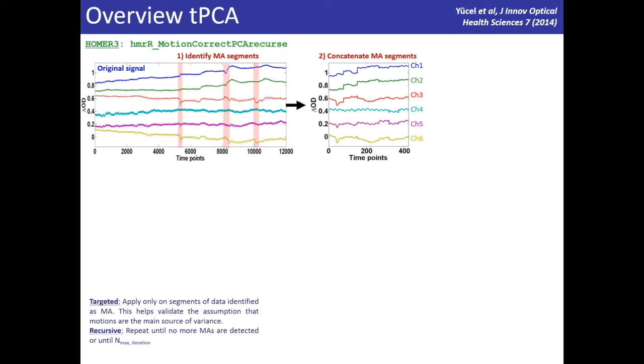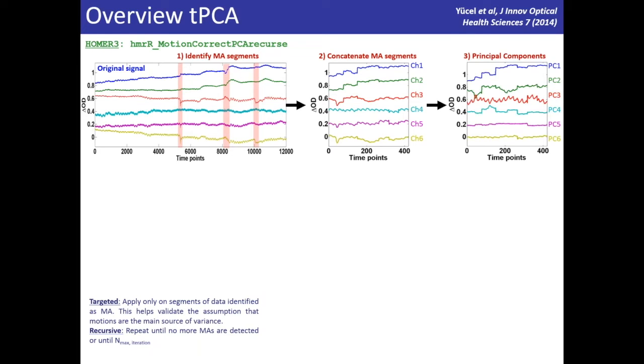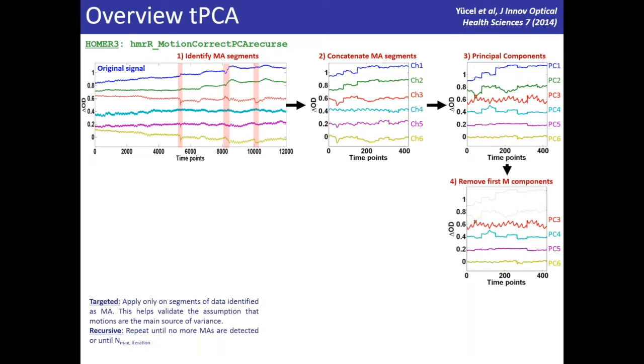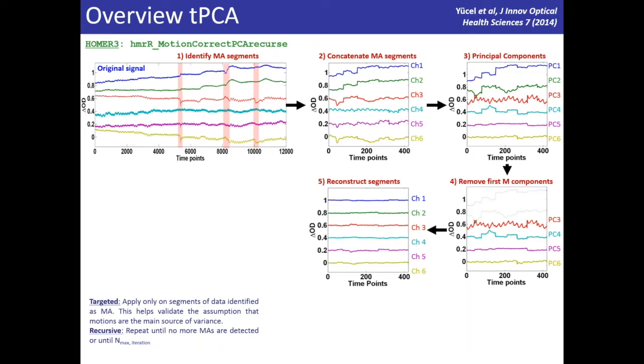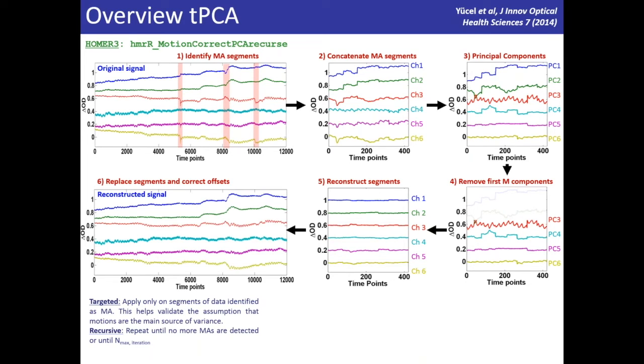So we detect motion contaminated parts of the signal, there again, the red patches here, and then concatenate them and apply PCA, and only on this part of the data set, not the whole data set. And then we can remove either m number of principal components or a percentage of variance from this part of the signal, and then we put the signal back into the original data. And this may also create offsets, and we correct for them. And now our data looks better.